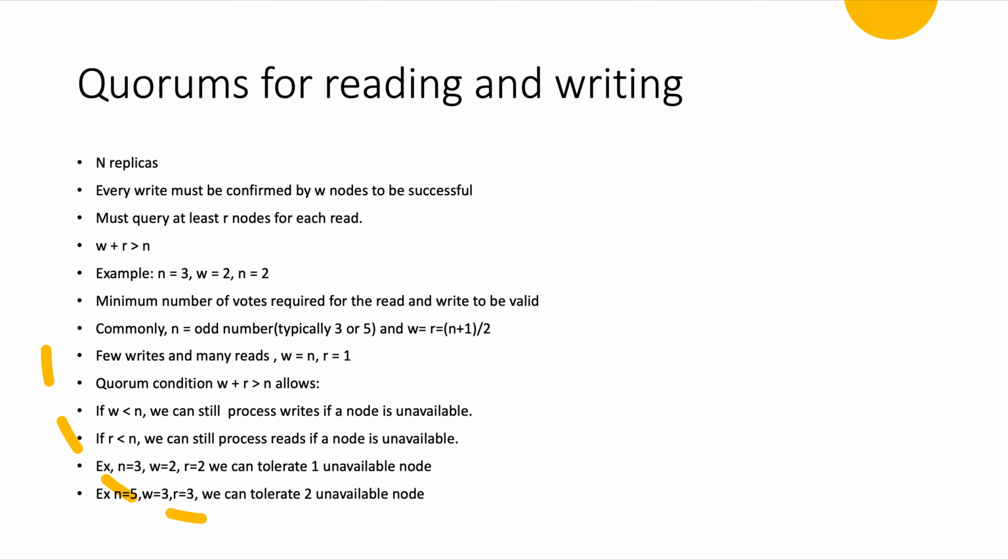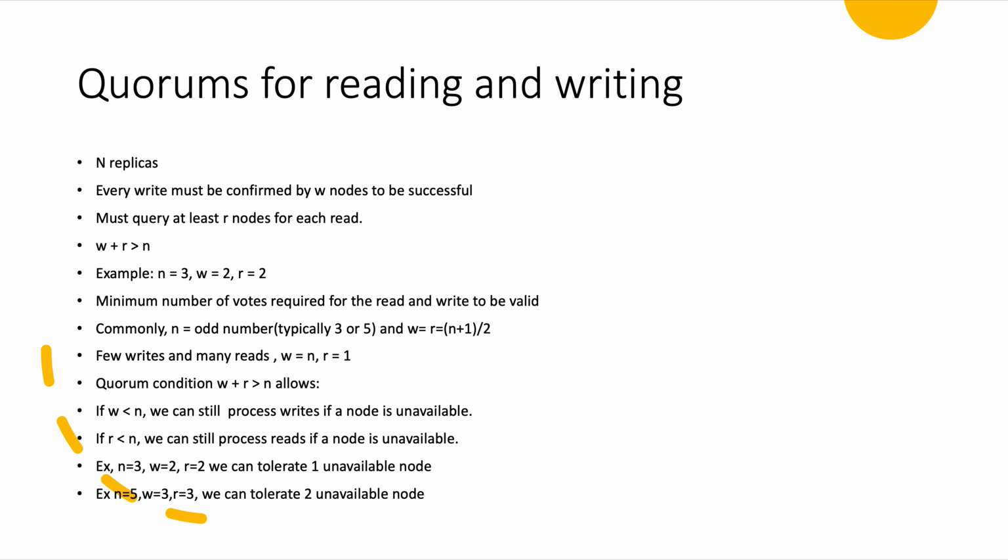So let's see what are the quorums for reading and writing. In our previous example, we considered the write to be successful even when we were able to write to only 2 replicas and one replica was down. So how far can we go beyond this? If we know that every successful write is guaranteed to be present on at least 2 out of the 3 replicas, that means at most one replica can be stale.